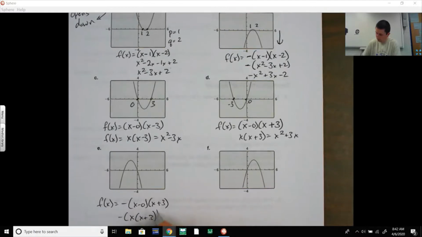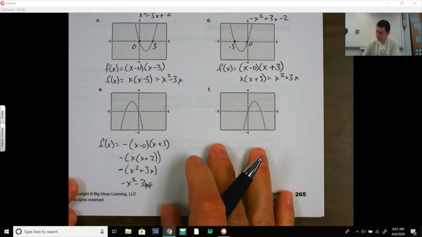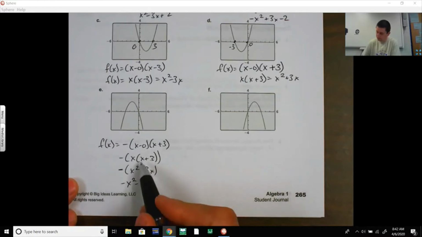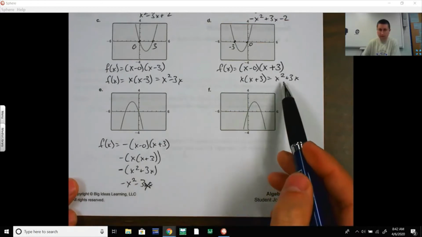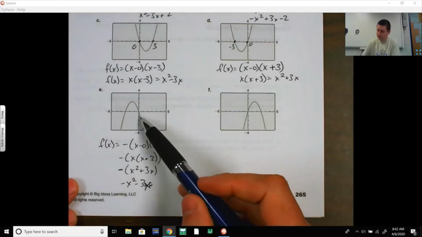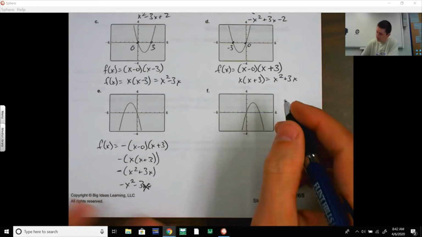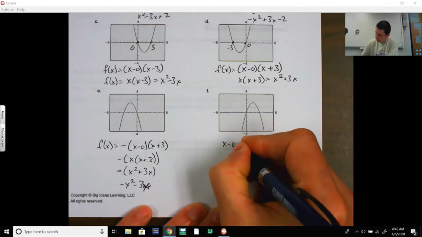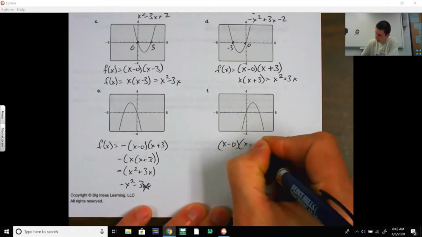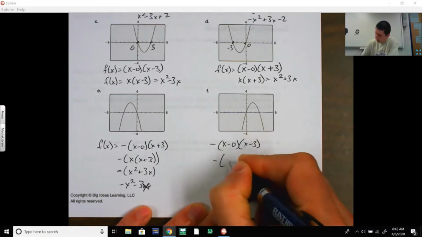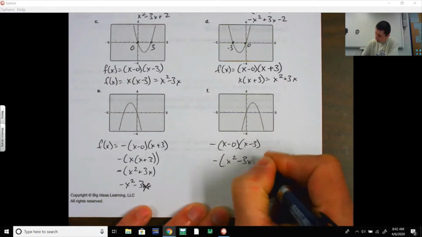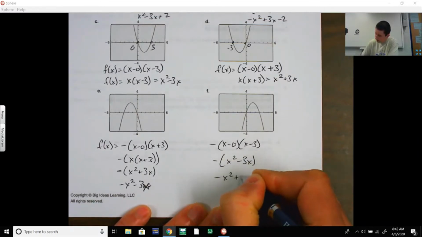So I'm going to do that distribution first. I'm going to get negative x squared minus 3x. So I got that x squared plus 3x. It's the same graph, only going down. Negative x squared minus 3x. And this one would be x minus 0 times x minus 3, negative, so that's negative x squared minus 3x. That's negative x squared plus 3x.